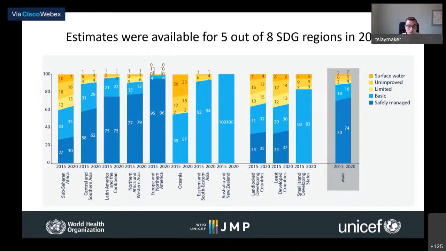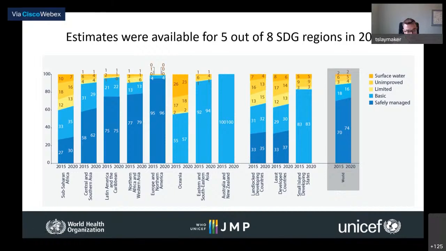We do have a global estimate, and we estimate that in 2020, coverage of safely managed drinking water had risen to 74%, which leaves 1 in 4 of the global population still drinking water that is not free from contamination.